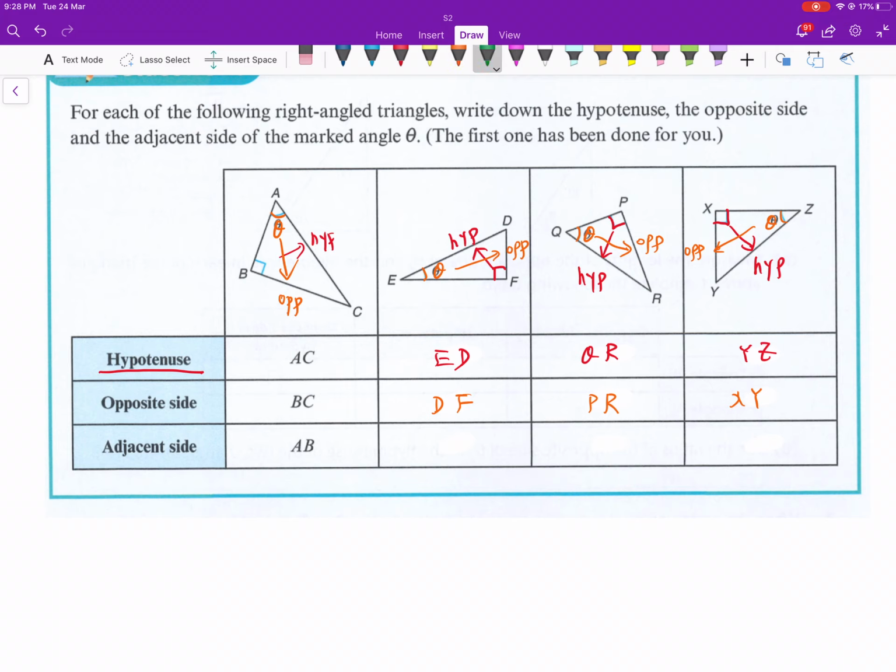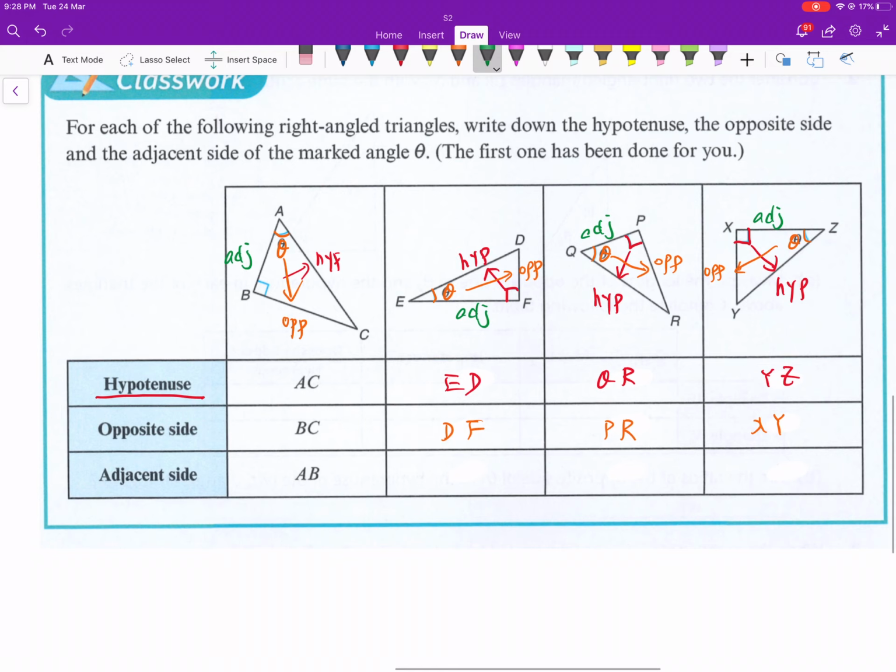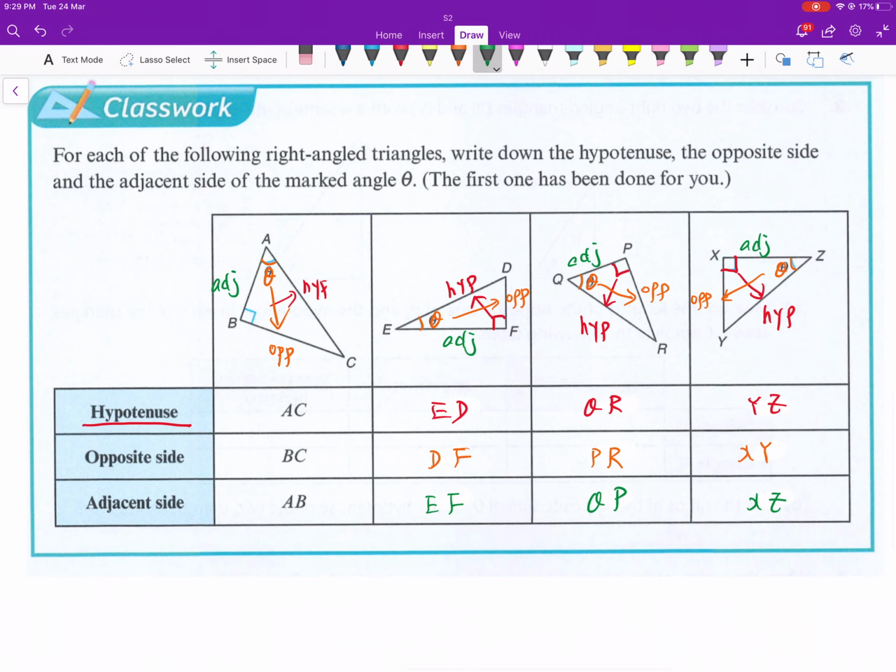And the remaining side, of course, is the adjacent side. So the adjacent side is EF, QP, and XC. Do you get it? So let's have some more practice on recognizing the sides in the worksheet, okay?